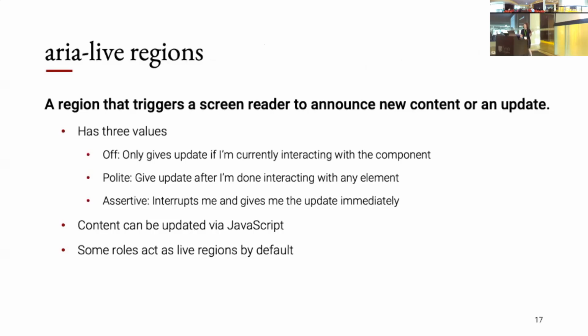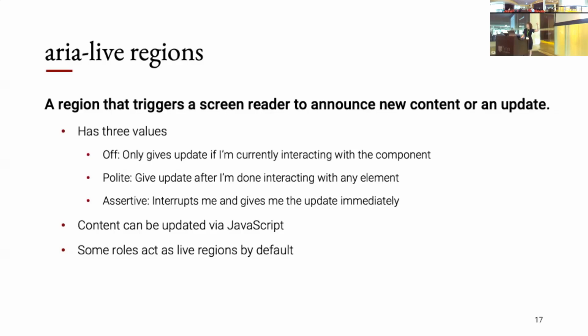ARIA live regions have three values. First one is off, which says that I only give updates if I'm currently interacting with the component. There's also a polite setting, so give an update after I'm done interacting with any element. And then assertive: interrupt me and give me these updates immediately. So you can think of polite as, hey, your kitchen timer is about to go off in about a minute and a half. And assertive is, your kitchen is on fire, get in here now. It's a good way to think about that.